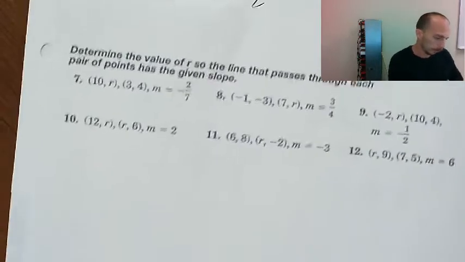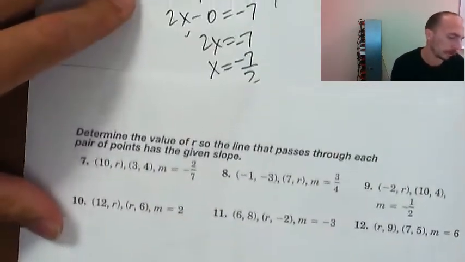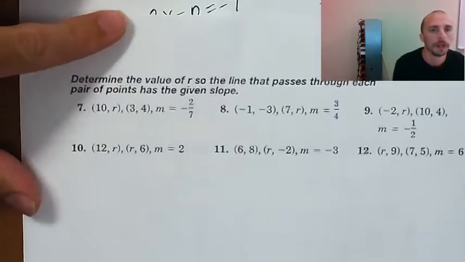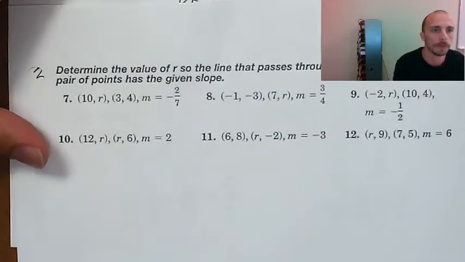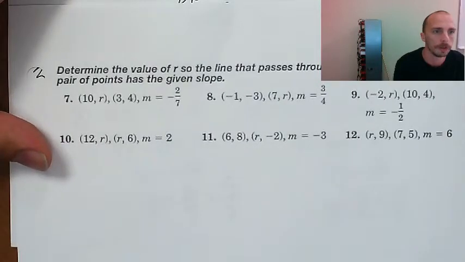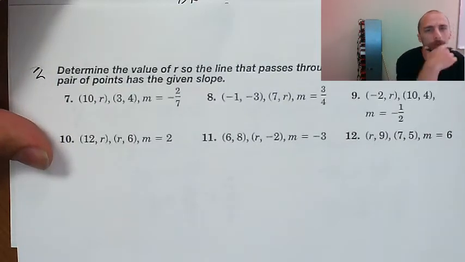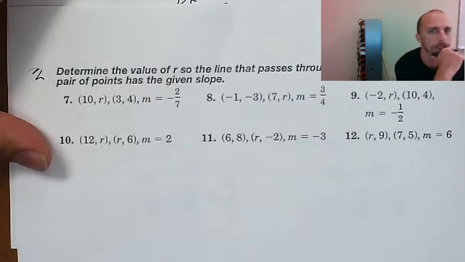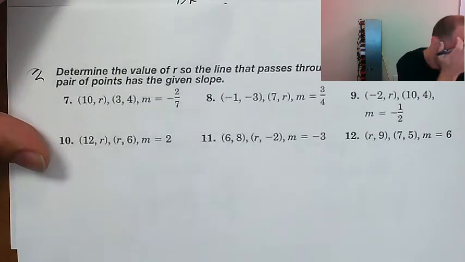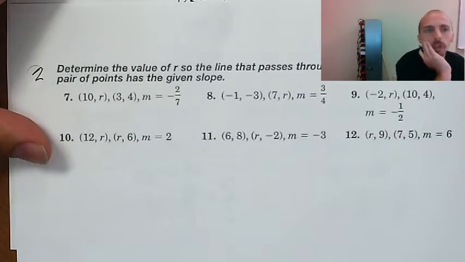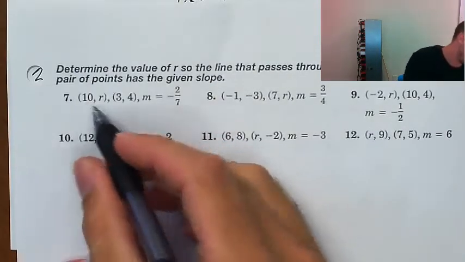All right, last page. Determine the value of r so that the line that passes through each pair of points has the given slope. All right, we're going to set up the slope formula. I think that's going to be the easiest way. Although I'm trying to remember, I saw a new way of solving this type of problem this morning in one of my classes, when we were grading the quizzes. Somebody saw an interesting and different way. Oh, I don't think that would be as useful here. Okay, so I'm just going to set up the slope formula for number 7.